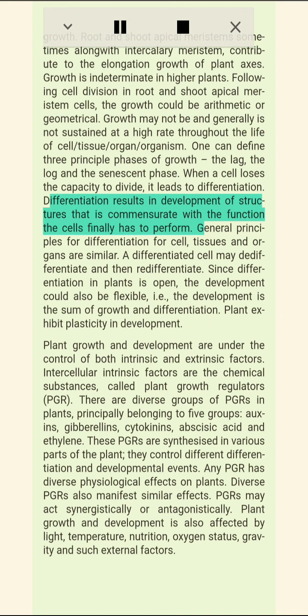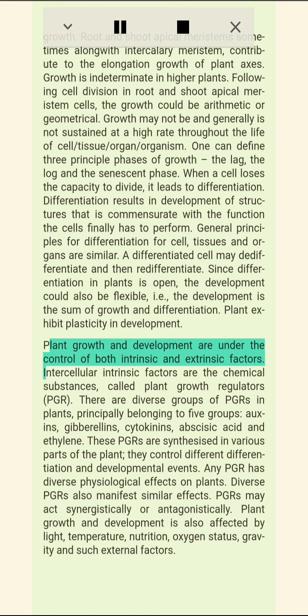When a cell loses the capacity to divide, it leads to differentiation. Differentiation results in development of structures that are commensurate with the function the cells finally have to perform. General principles for differentiation of cells, tissues, and organs are similar. A differentiated cell may dedifferentiate and then redifferentiate. Since differentiation in plants is open, the development could also be flexible, i.e., the development is the sum of growth and differentiation. Plants exhibit plasticity in development.